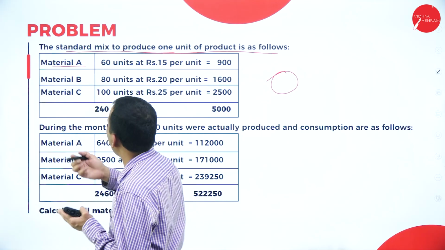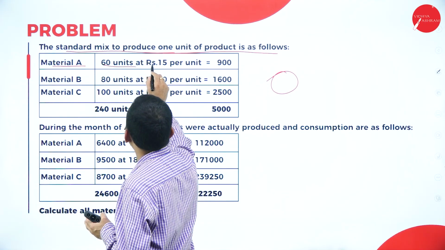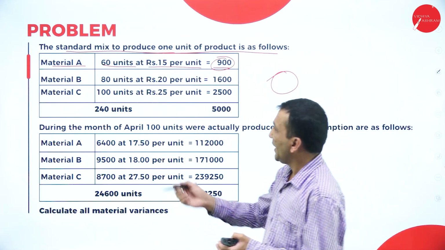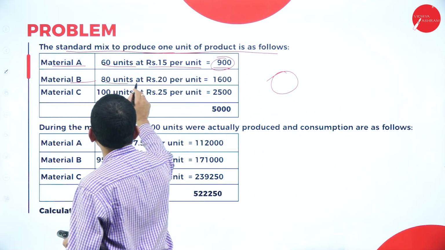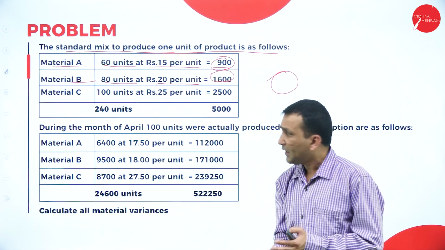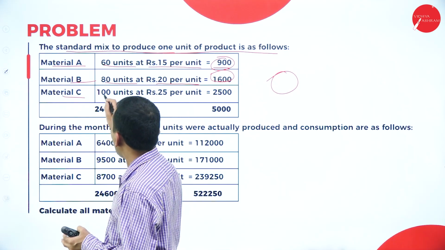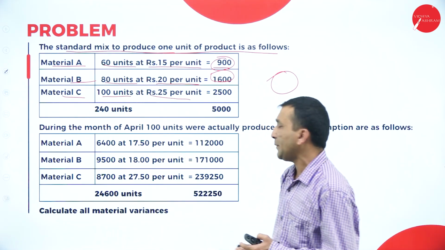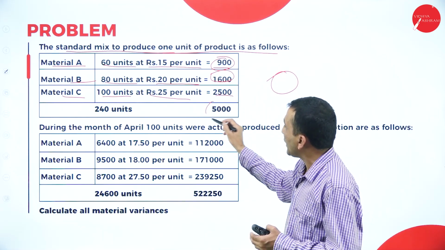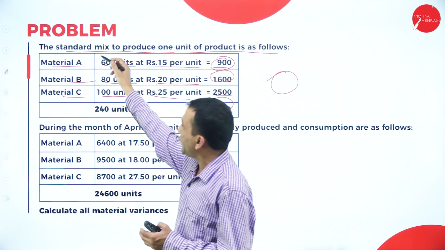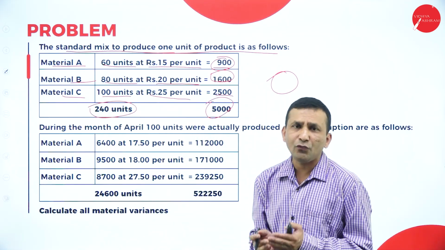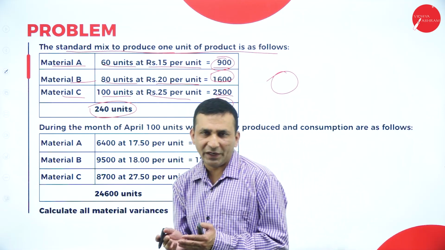First, material A is given 60 units at rupees 15 per unit, if you directly multiply that. Material B is 80 units at the rate of 20 per unit, 1,600 we are getting. Next, material C is 100 units at the rate of 25 per unit, rupees 2,500. If you take the value, the total is 5,000, and if you take the total units, 240. Sometimes the problem directly gives the total, otherwise we need to take the total.